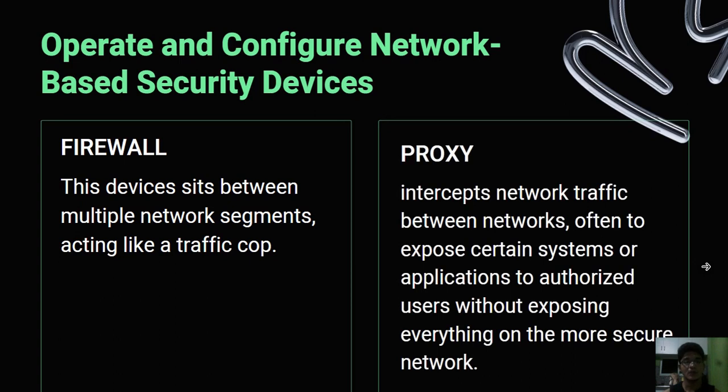So one of the most common network security devices is a firewall. This device sits between multiple network segments, acting like a traffic cop when data attempts to travel from one network to another. The firewall checks its rules to determine whether or not the action is permitted. If so, the device allows the traffic to pass through to its destination. If not, the device rejects the traffic and prohibits that activity.